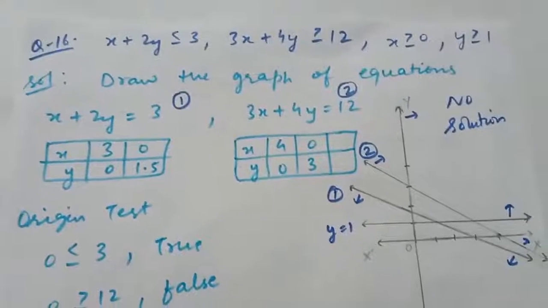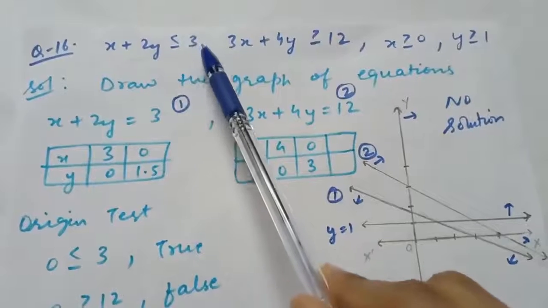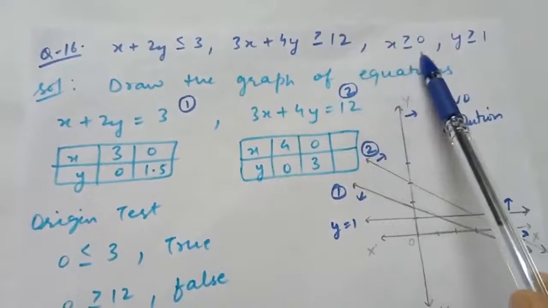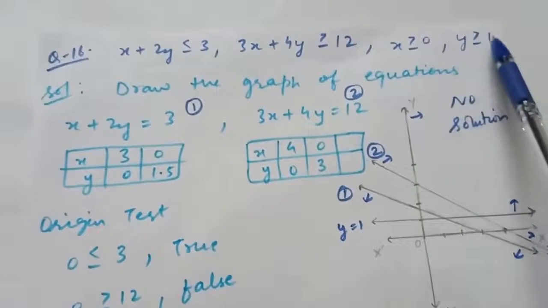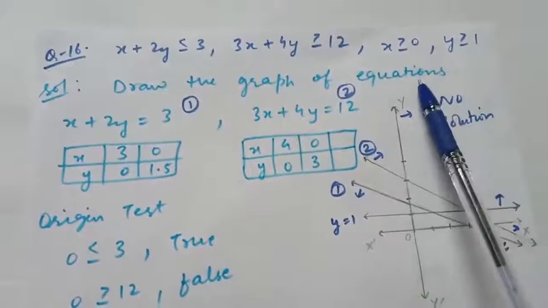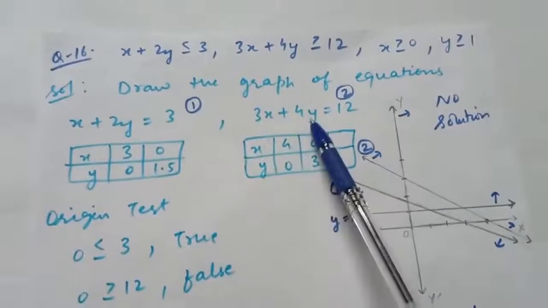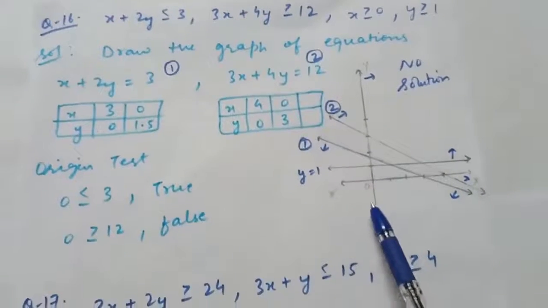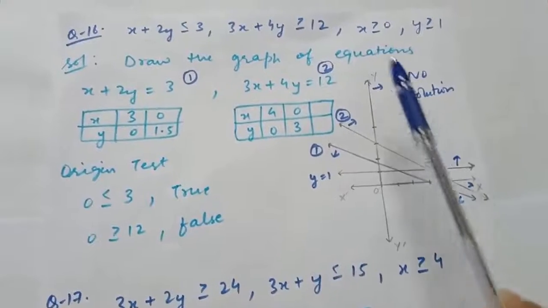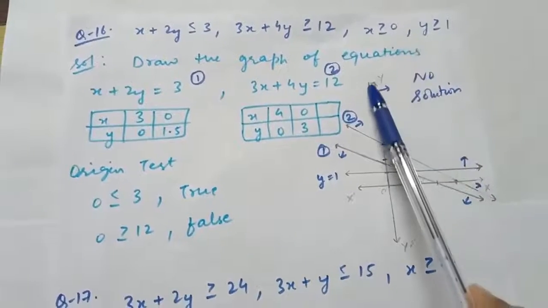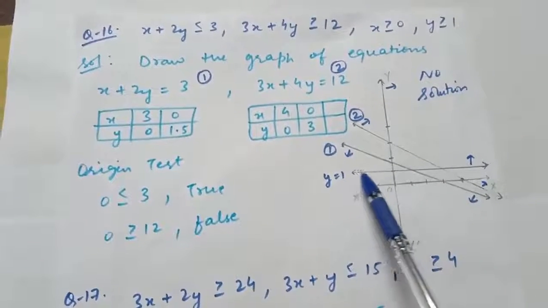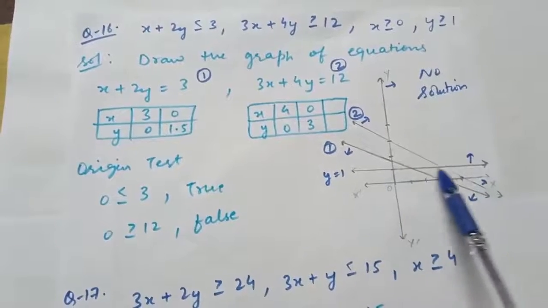Number 16th now. x plus 2y less than or equal to 3, 3x plus 4y greater than or equal to 12, x greater than or equal to 0 and y greater than or equal to 1. So to solve this system of linear inequalities, draw the graph of the equations of these two, right? When you draw, you will get line one as this and the second line as this. Also, x greater than or equal to 0 will be this y-axis and y greater than or equal to 1.